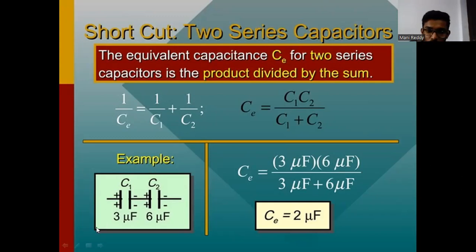So the product of the two capacitances: 3 into 6 by 3 plus 6. How much? Total equivalent capacitance is 2 microfarad. Okay, 3 sixes are 18. 18 divided by 9. 9 twos are 18, so 2 microfarad. The total equivalent capacitance is 2 microfarad.